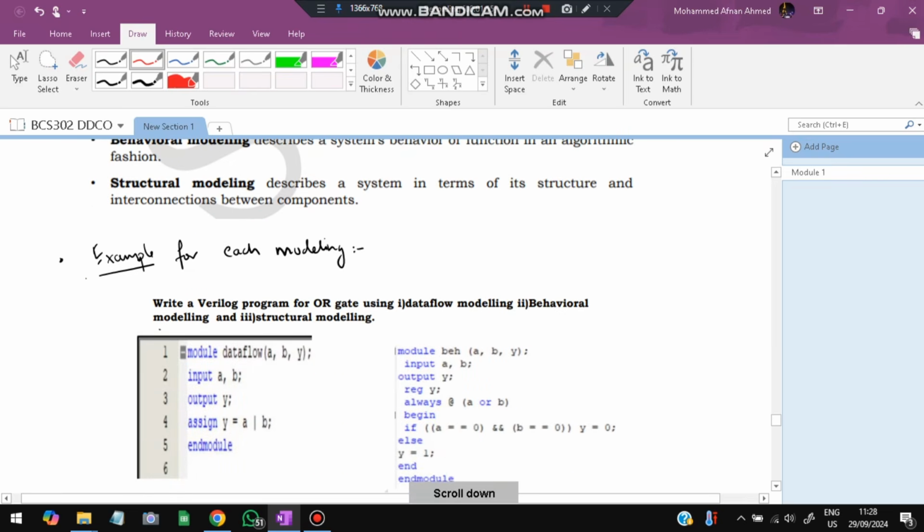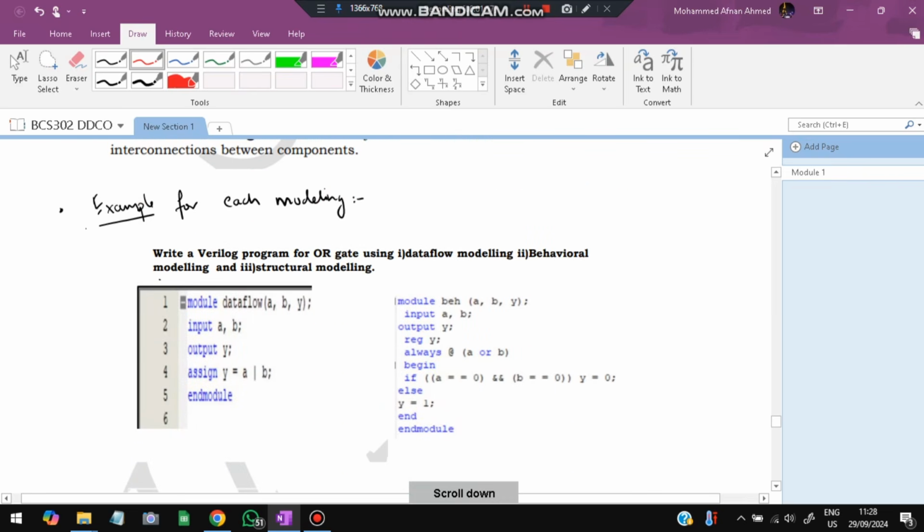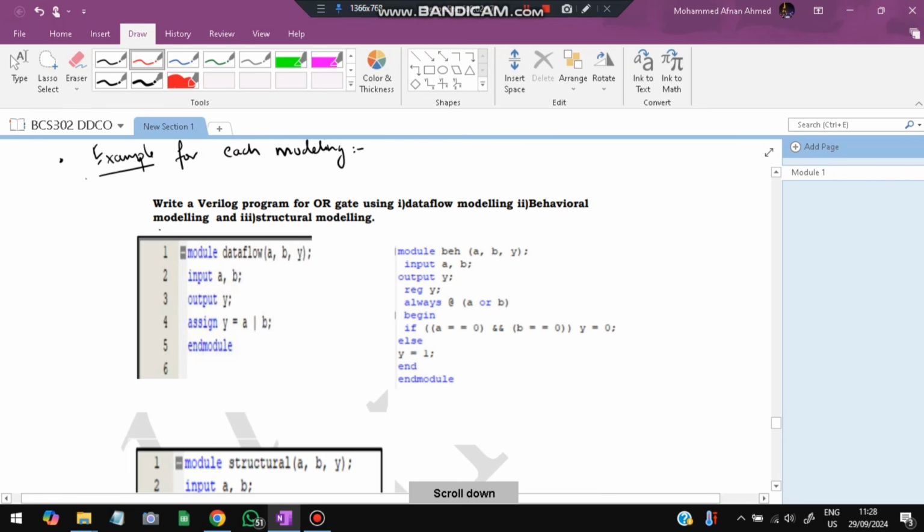Okay, now an example for each of these modeling, very simple. Write a Verilog program for the OR gate. You remember what an OR gate is? The OR gate will have the value as 1 if either of them is 1, right? So it's very simple. For the data flow model, you will be writing module data flow. Consider A, B and Y. A, B are the inputs, Y is the output.